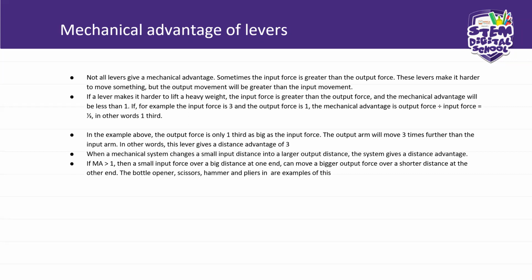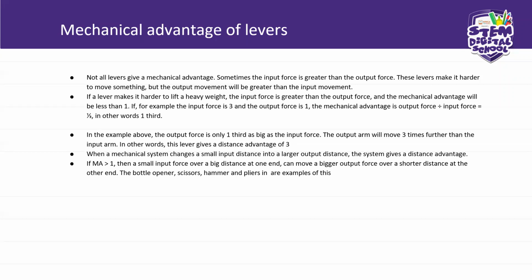If, for example, the input force is 3 and the output force is 1, the mechanical advantage is output force divided by input force, which equals a third. Okay, the mechanical advantage is a third. So you are not getting a mechanical advantage there.